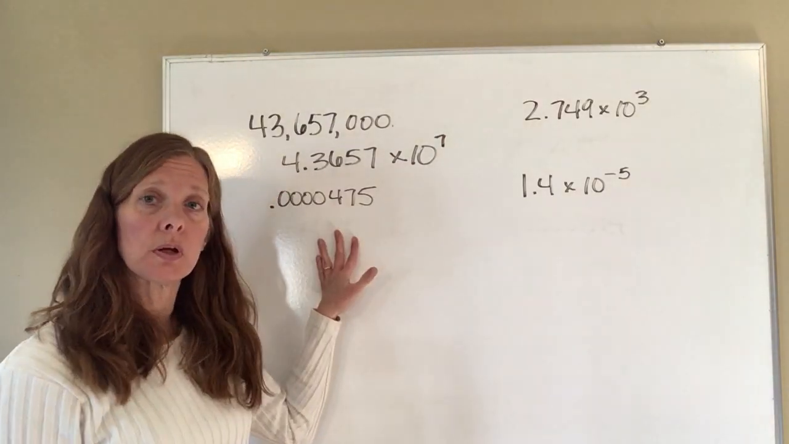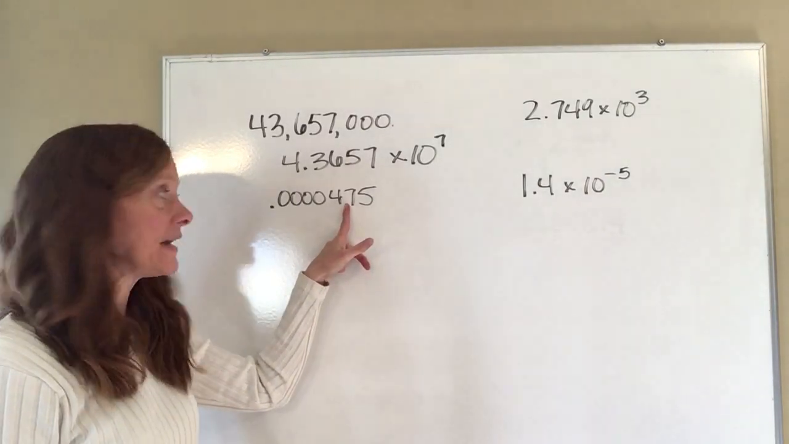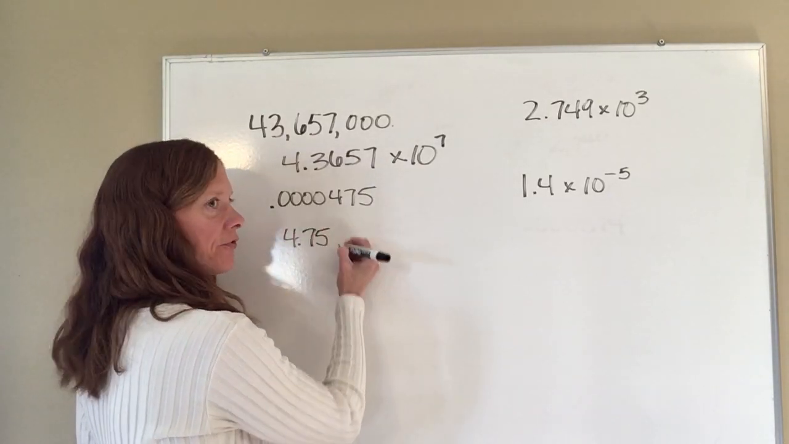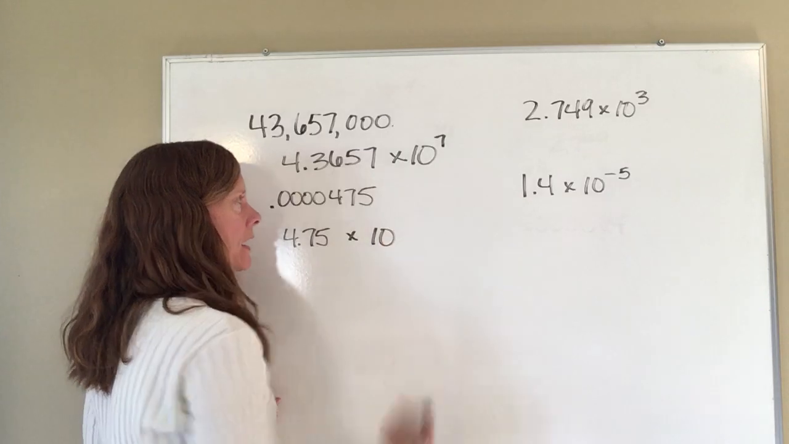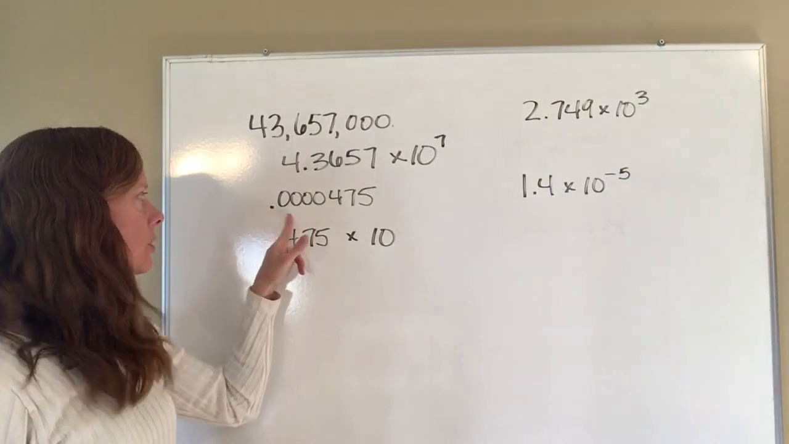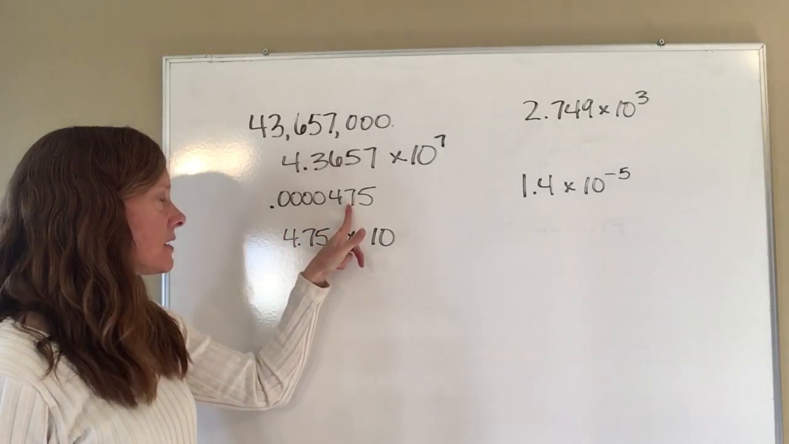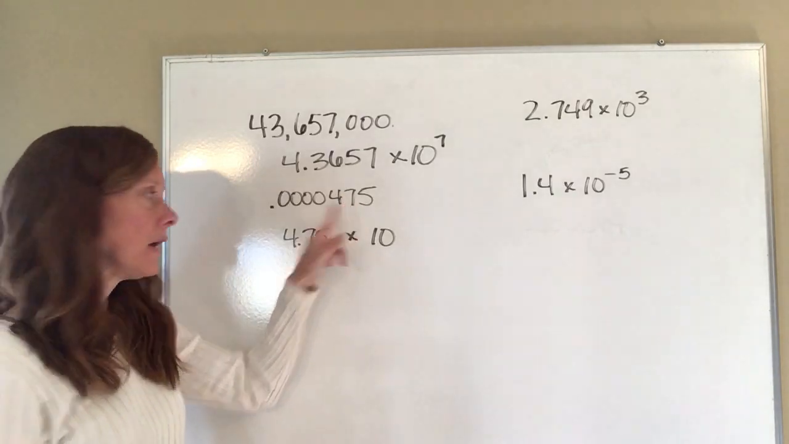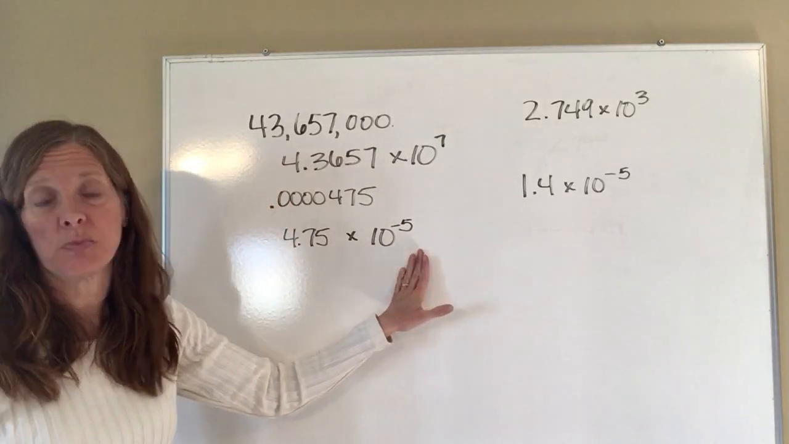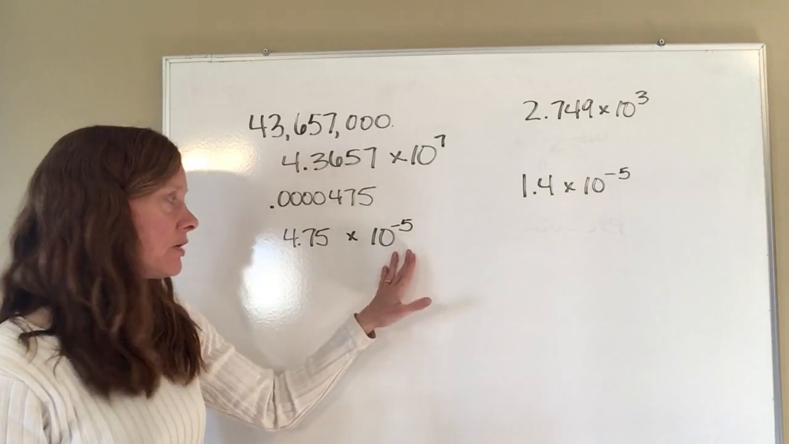How about if I start with a really small number? Well, in this case, again, I want the decimal point to go right here between the 4 and the 7. So this will be 4.75. And what number am I going to have up here as an exponent? Well, the decimal point has to go 1, 2, 3, 4, 5 places. But because it's a small number, this means that I'm going to have to multiply 10 to the negative 5, which just means I'm multiplying by a very small fraction, because this would be in the denominator.